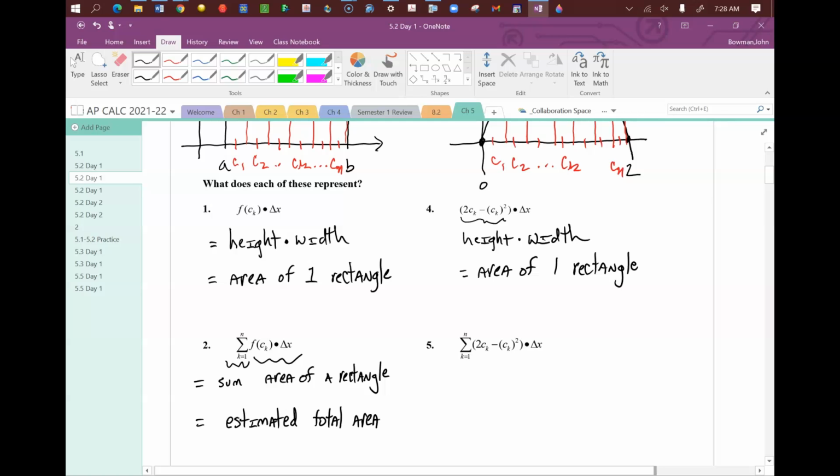Similarly, we are going to do the same thing. So we have the sum over here for the specific function, and this is the sum of the areas, I should have said areas of rectangles, plural, areas of rectangles.